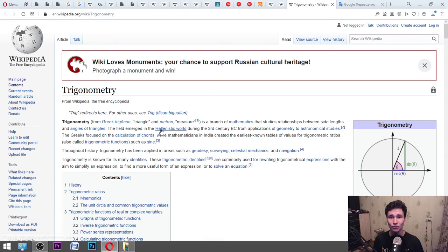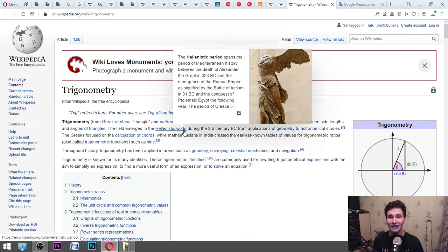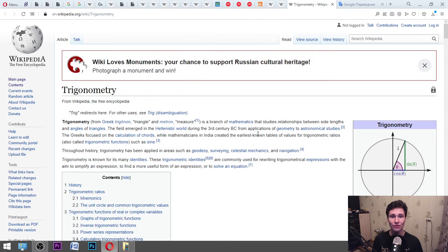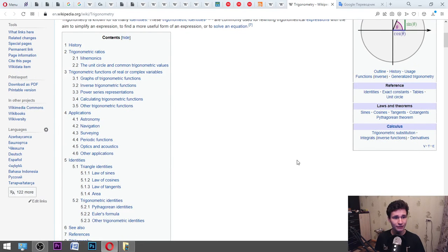The field emerged in the Hellenistic world during the 3rd century BC from the application of geometry to astronomical studies. The Greeks focused on the calculation of chords, while mathematicians in India created the earliest known tables of values for trigonometric ratios, also called trigonometric functions, such as sine, used in geodesy, surveying, celestial mechanics, navigation, and others.